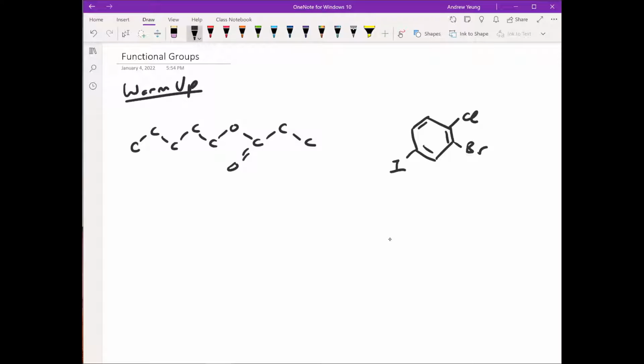And let's go the other way here. See if you can sketch for me 2-bromo-4-ethylcyclopentan-1-ol. As always, I encourage you just to pause the video, give these a quick try, okay, and then afterwards you can just check your work with me.